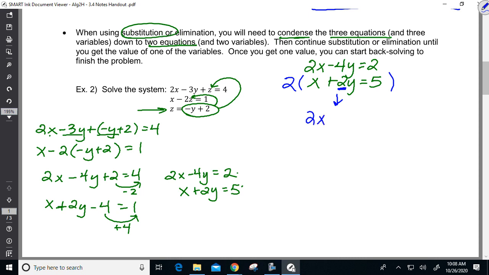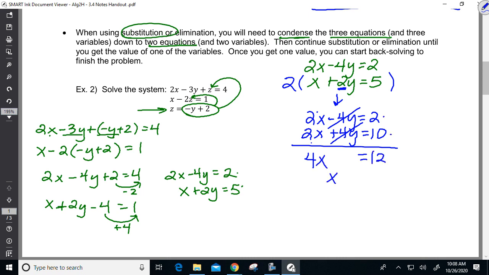So 2x minus 4y equals 2. 2x plus 4y equals 10. The y's drop out. 2x and 2x is 4x. 2 and 10 is 12. X equals 3. There's my first answer.